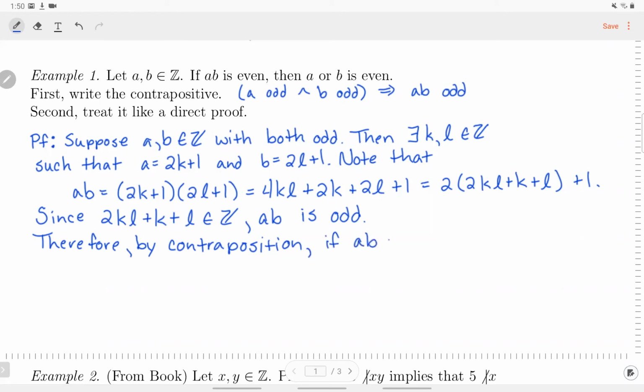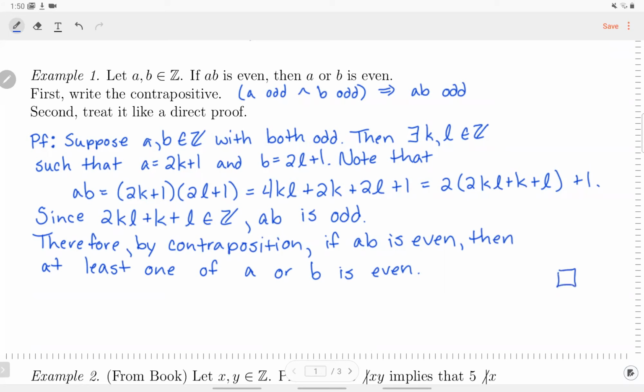if AB is even, then at least one of A or B is even. And now I'm going to put the box.